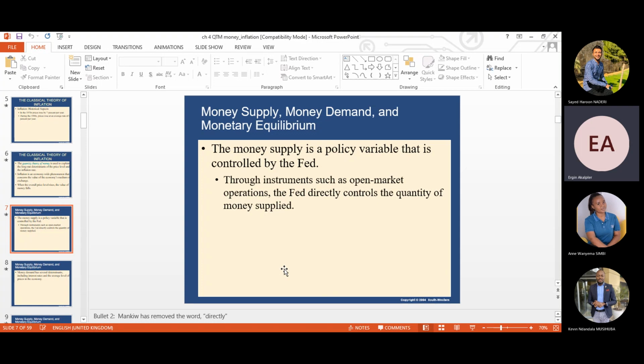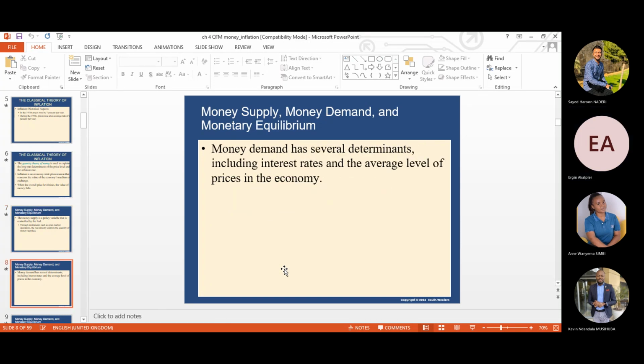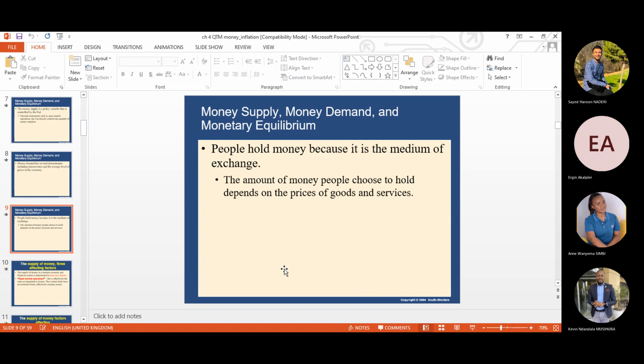As you understand, money is a big determinant, and inflation is also a big player in the economy. Therefore, it must be treated very strictly and carefully. Money demand has several determinants, including interest rates and the average level of prices, as I mentioned to you, and other parameters affected as a result of this money demand and these price changes.